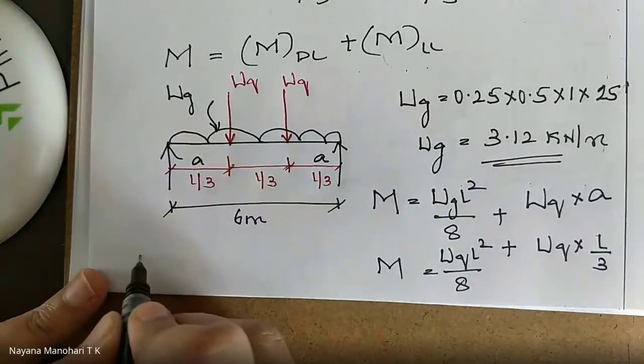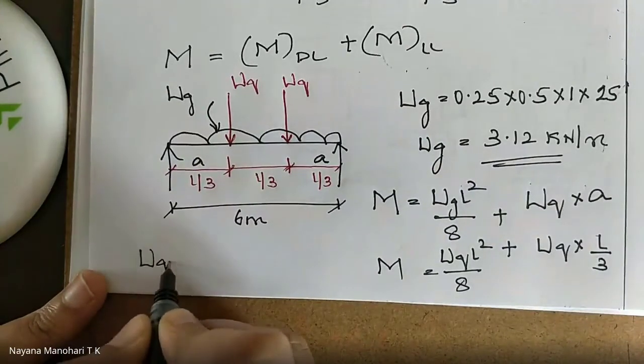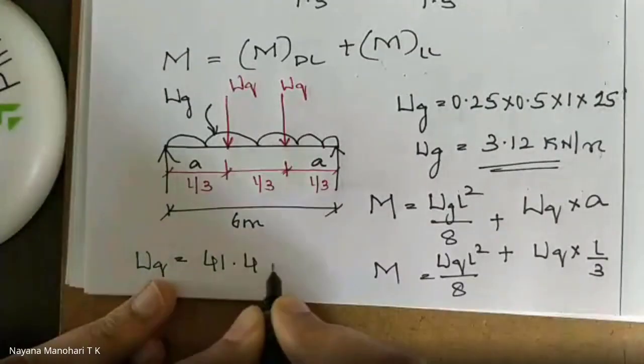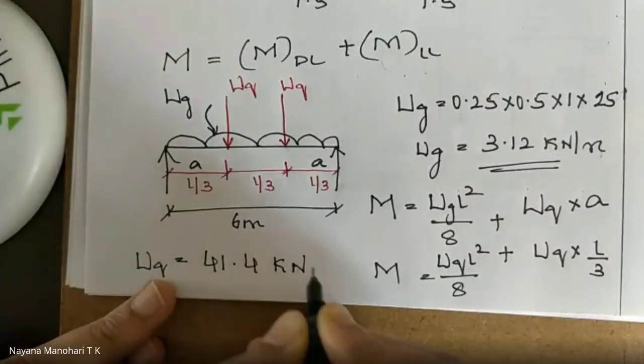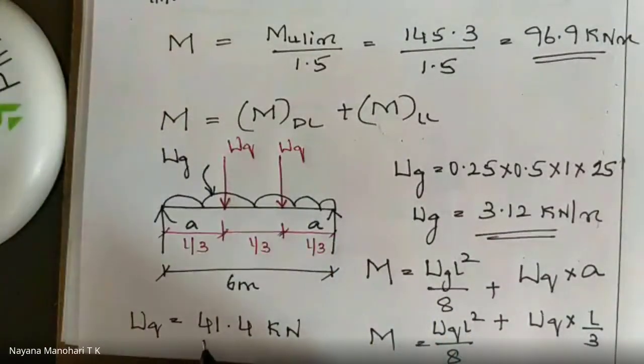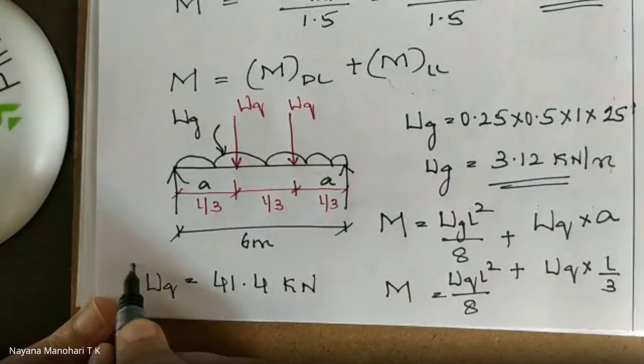Now calculate the WQ value. Substitute all the values and calculate it. 41.4 kilonewton. The magnitude of the 2-point load, that is WQ, is what? 41.4 kilonewton.